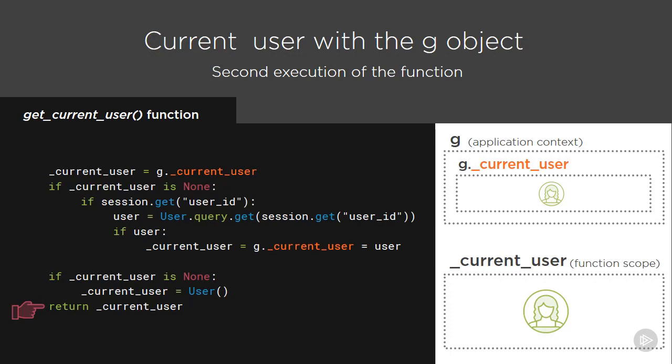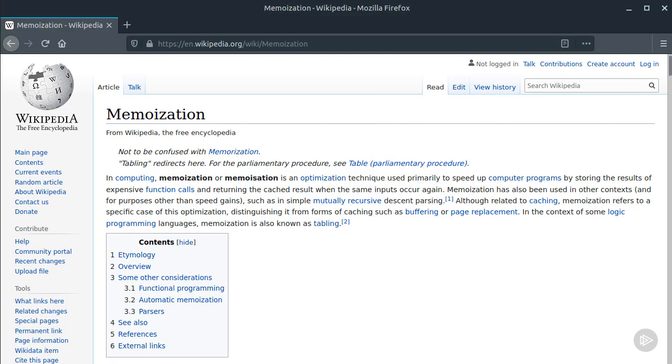Do you see the advantage here? The function is optimized because it will get the user from the database only the first time. Every other call to the function in the current application context will just take the user from the g object instead of making another call to the database. In computer science, this technique is called memoization.